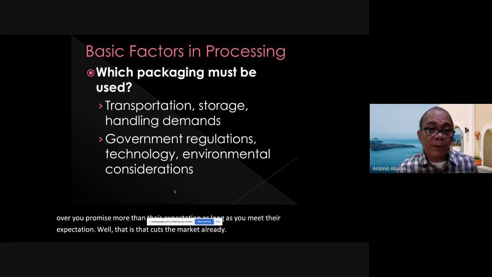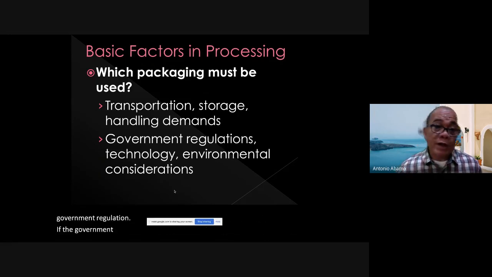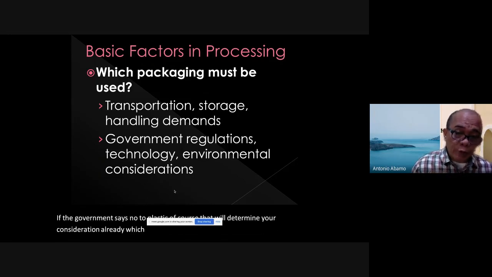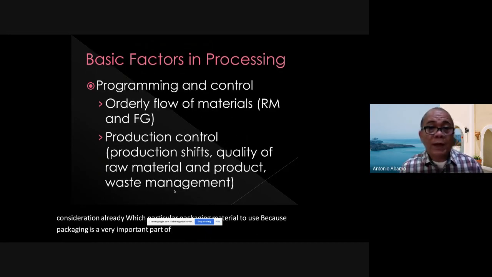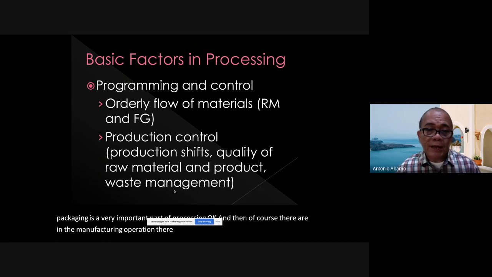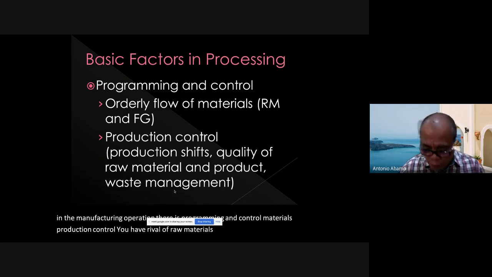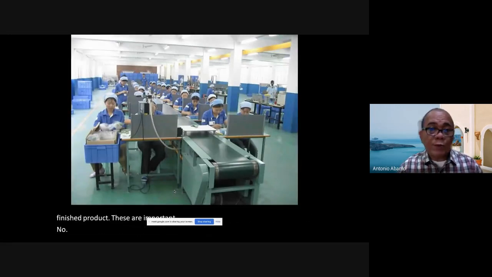So you have also to think about transportation, storage, and of course, government regulation. If the government says no to plastic, of course, that will determine your consideration already, which particular packaging material to use, because packaging is a very important part of processing. Okay. And then, of course, in the manufacturing operation, there is programming and control of materials, production control, you have arrival of raw materials, and of course, distribution of finished product. These are important, no? Now, just like this one, this is an assembly line of certain product.